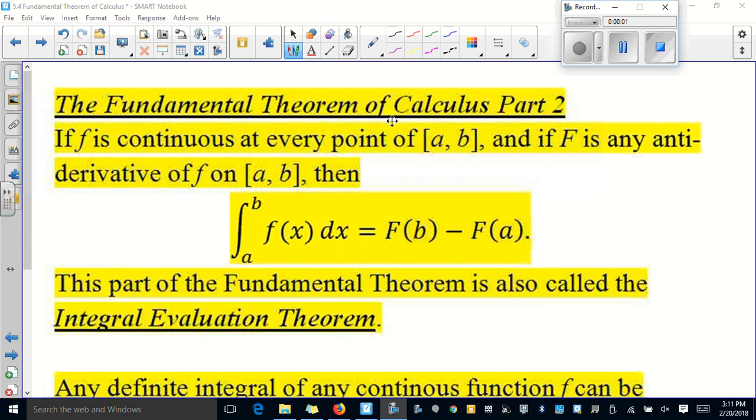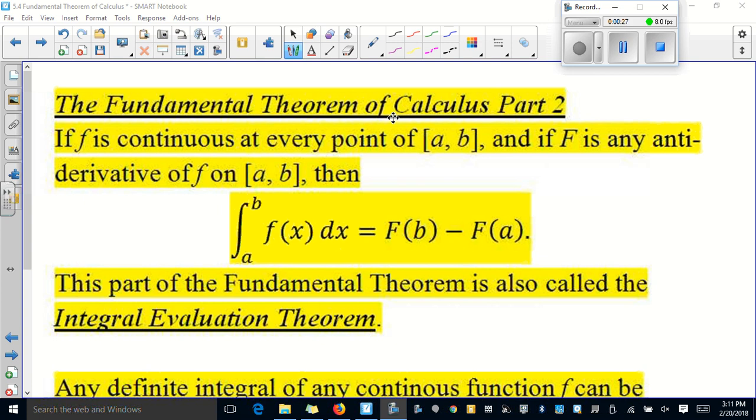...point of a to b, on closed interval a to b, and if F is any antiderivative of f on a to b, then the integral from a to b of f of x dx equals F of b minus F of a. Notice I used a capital F to identify it's an antiderivative. This part of the fundamental theorem is also called the integral evaluation theorem. Now, we've been playing with this a little bit throughout, but they're formally making it in there now.